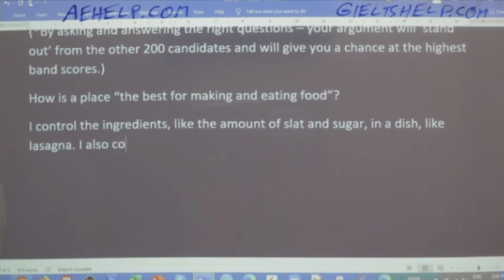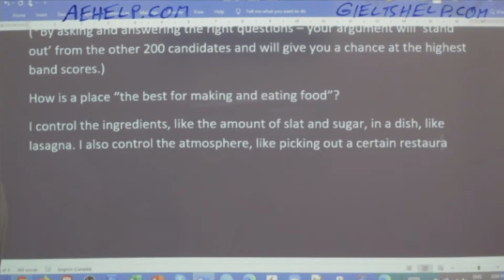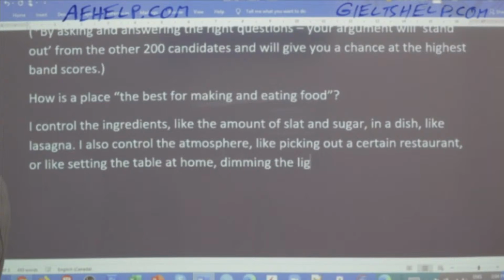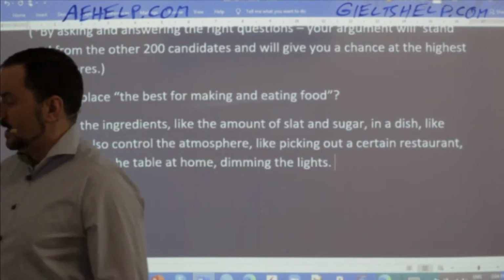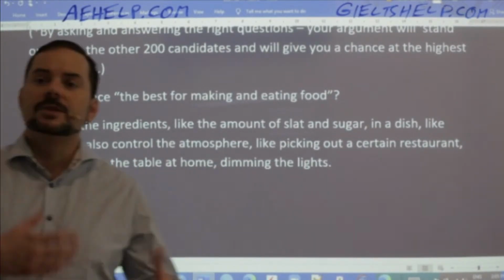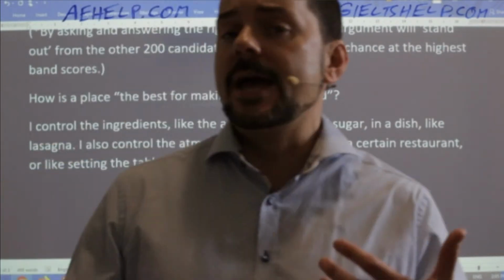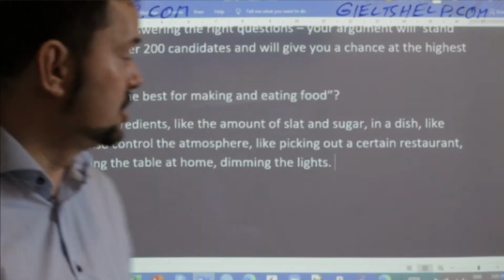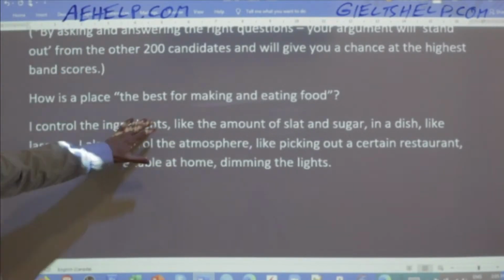I also control the atmosphere, like picking out a certain restaurant, or setting the table at home, dimming the lights. Okay. Opening a window for fresh air. So these are the details. This is when we get into the specific visual ideas with the how question.